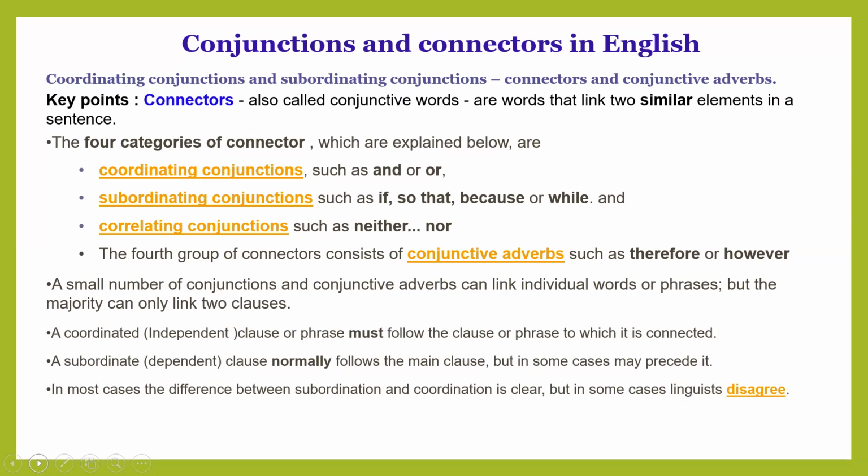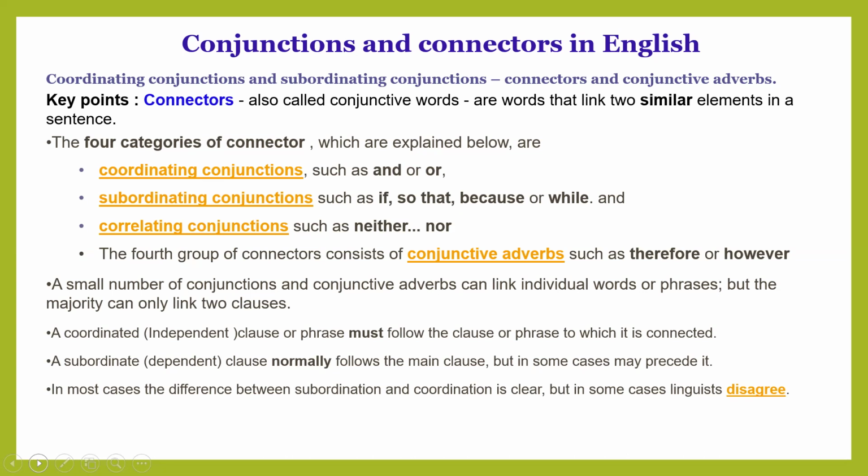There is a small number of conjunctions and conjunctive adverbs which help in linking individual words or phrases. When we are joining or linking individual words or phrases, there is a very limited number of them, but the majority can only link two clauses, that is, a dependent clause and an independent clause. A dependent clause is also known as a subordinate clause. Normally it follows the main clause, the principal clause, the independent clause, but in some cases it may precede it.